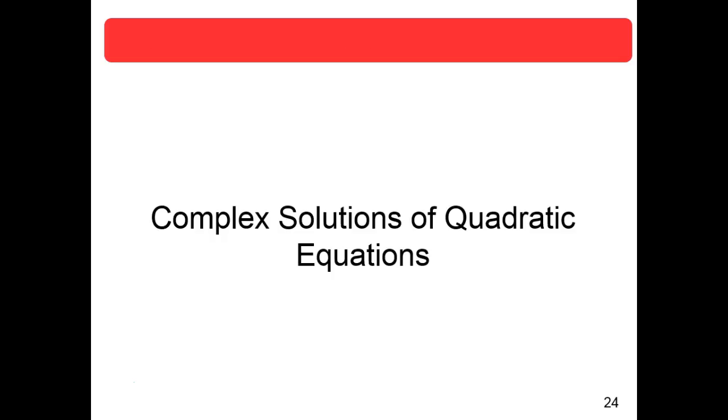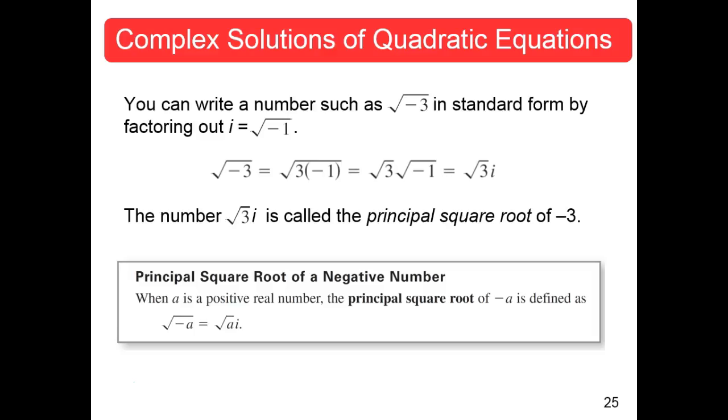Okay. Complex solutions of quadratic equations. We've only dealt with the imaginary unit, i is equal to square root of -1. What do you do if you have square root of -3? That would be the square root of -1 times 3, right? So that would be i times root 3.